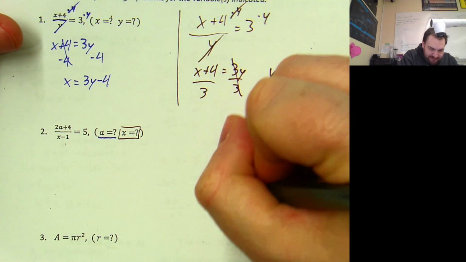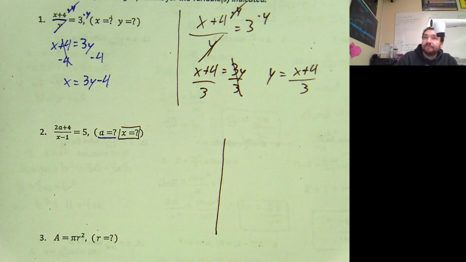I'm going to draw the line down the middle of the page again. Which one do you want to solve for first? A. Just because it's listed first? Okay, that's nice and easy. So who wants to be brave and solve for a?